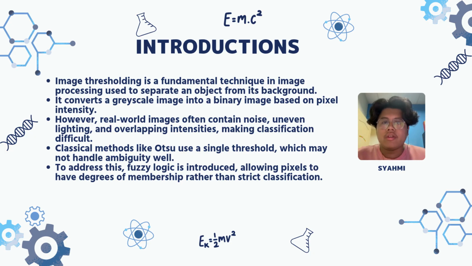However, real-world images often contain noise, uneven lighting, and overlapping entities, making classification difficult. Classical methods like Otsu use a single threshold which may not handle ambiguity well. To address this, fuzzy logic is introduced, allowing pixels to have degrees of membership rather than strict classification.